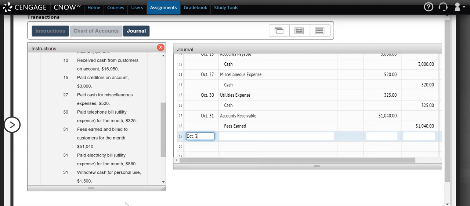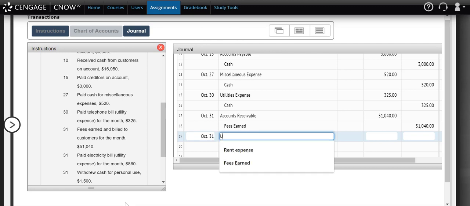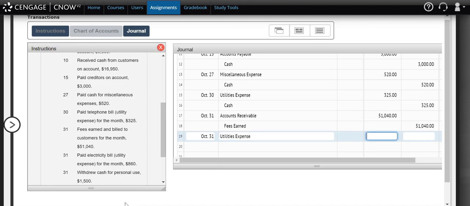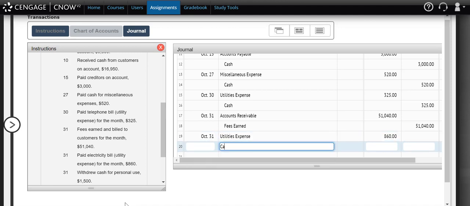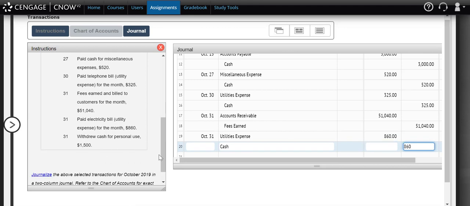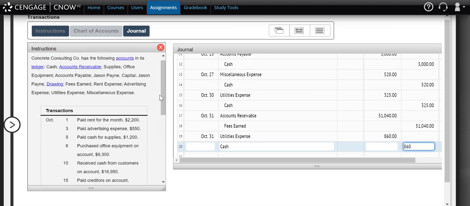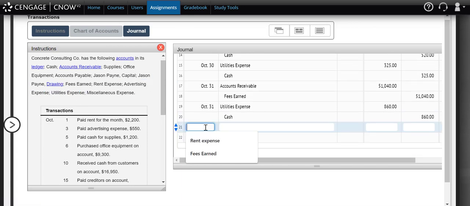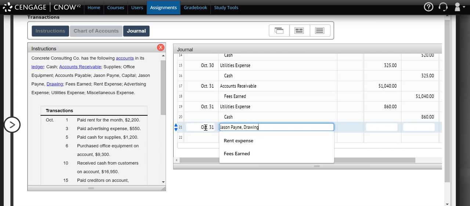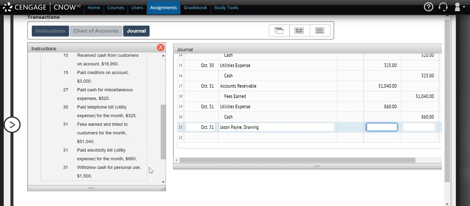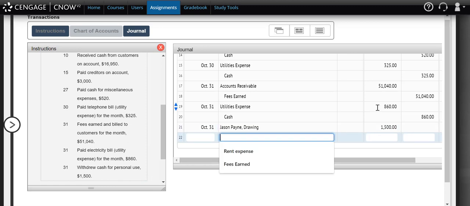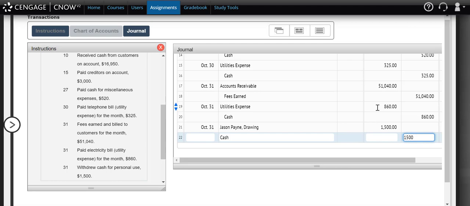We also have another transaction on October 31st. We're paying that electricity bill, and again, we're using our utilities expense of $860, and we paid it in cash. And finally, it says they made a withdrawal for personal use of $1,500. So looking at our accounts that we have Jason Payne drawing. And just like our expenses, our drawing accounts are always increased with a debit of $1,500, and they withdrew the cash of $1,500.